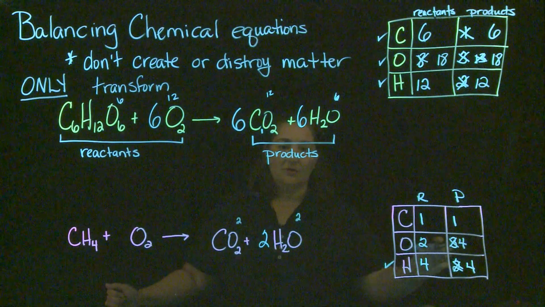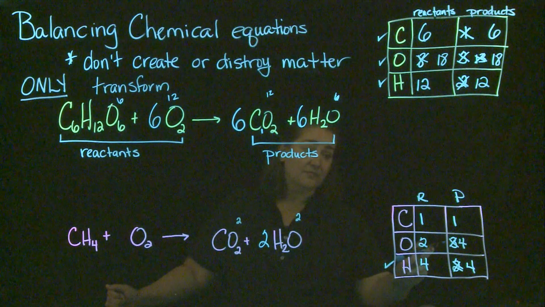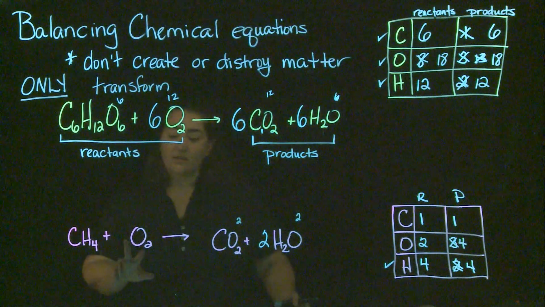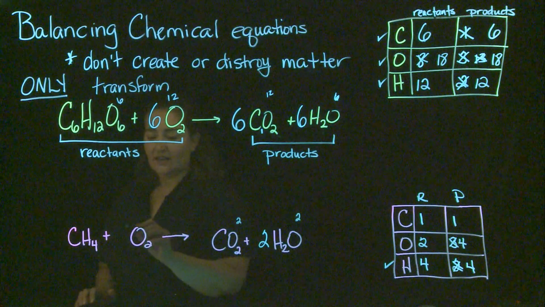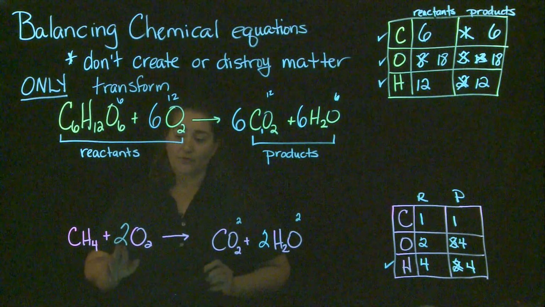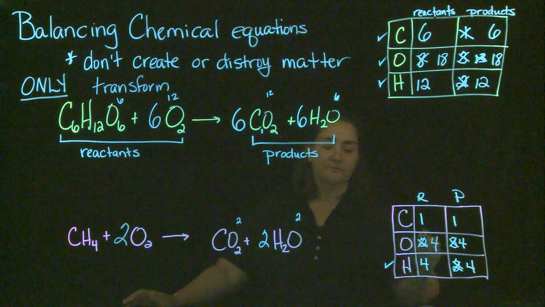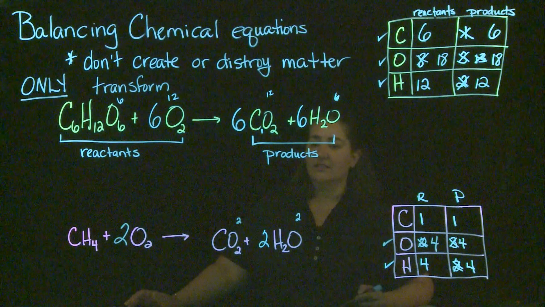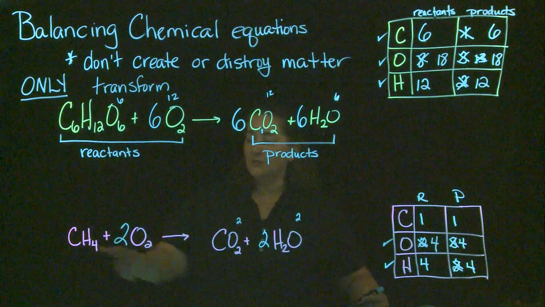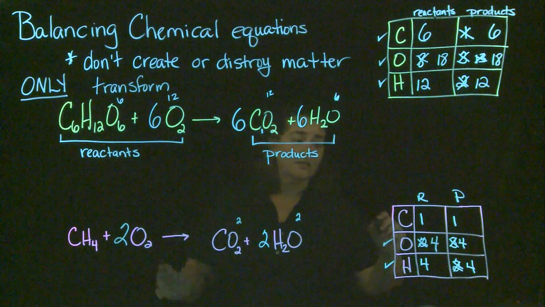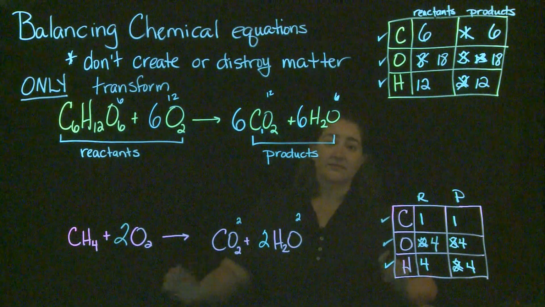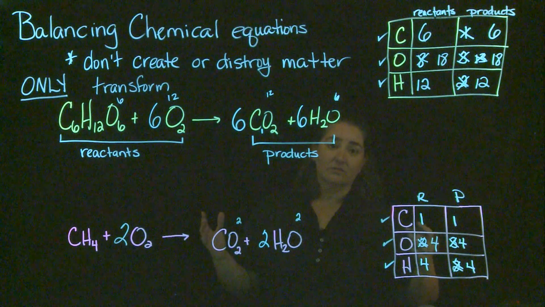But if we look at our table, that one's another one that's an easy fix, right? Okay? So we've got 2 oxygen on this side. If we put a 2 over here, 2 times 2 equals 4. We've balanced oxygen. We didn't put anything in front of our carbons, so our carbons stayed balanced. We've balanced the equation, okay?